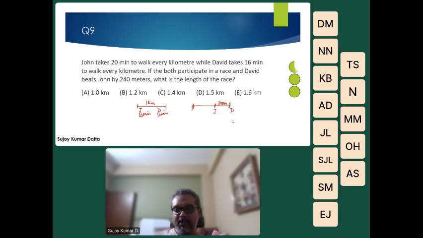Same time. So now here we have 20 and 16, right? We have different times for the same distance. I don't want that, do I? I need to see what happens if the time is the same. So what is the same time? What is a multiple of 20 and 16? So we have 80. Let's start with this.